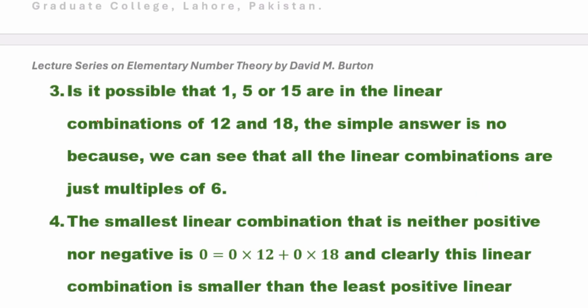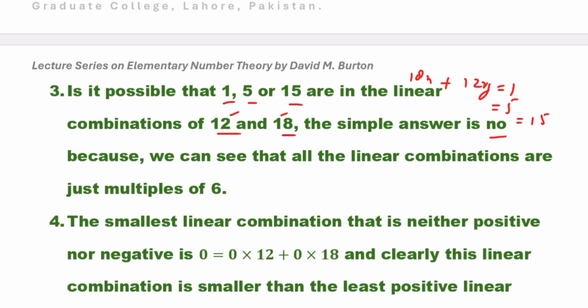Further, is it possible that 1, 5, 15 are also in the linear combination of 12 and 18? The simple answer is no. This is not possible: when you find the linear combination 18x plus 12y, getting an answer equal to 1 is not possible. Equal to 5 is also not possible. Equal to 15 is also not possible.